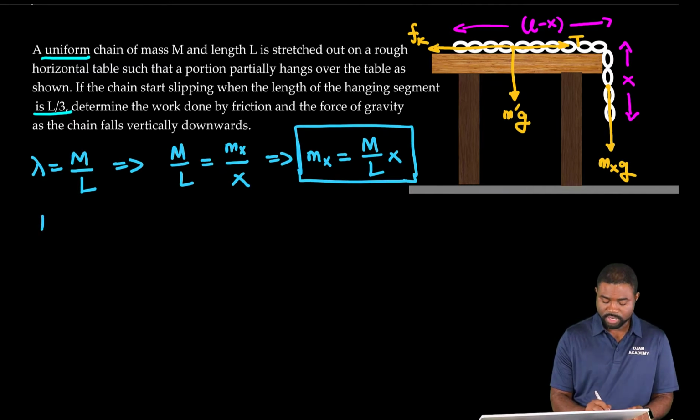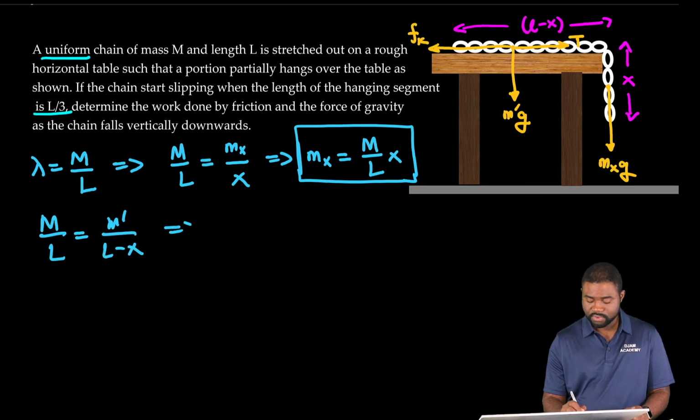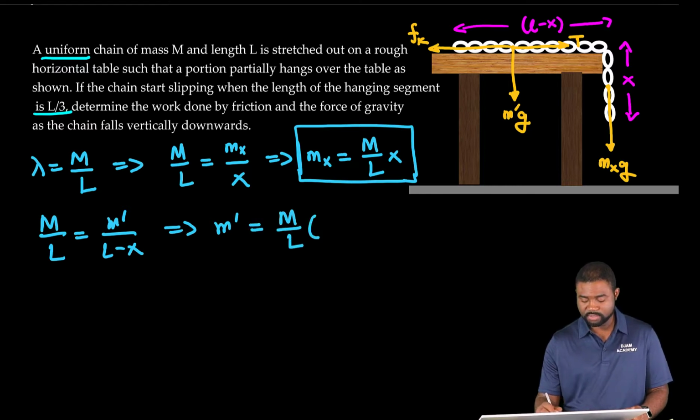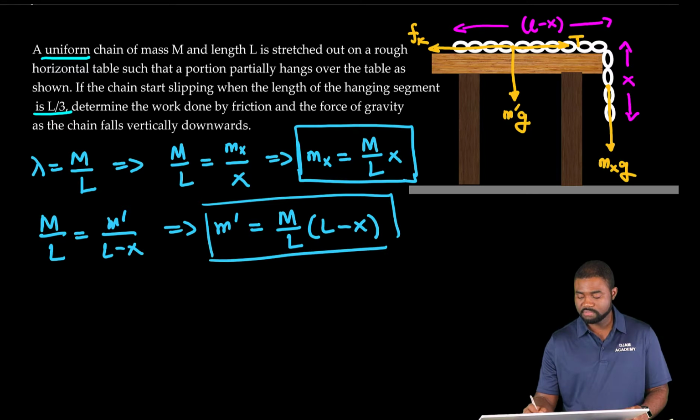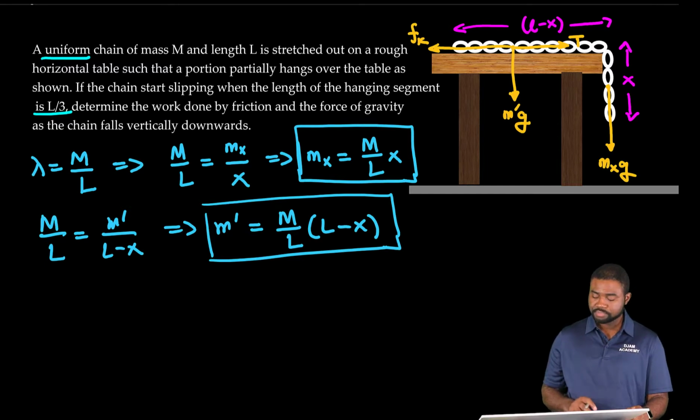Similarly, we know that M over L will be equal to m prime divided by L minus x, which means that m prime will be equal to capital M over L bracket L minus x. So this is the mass of the portion lying on the tabletop.